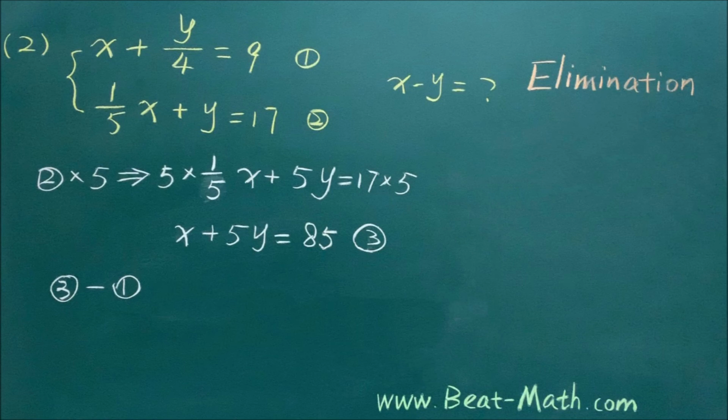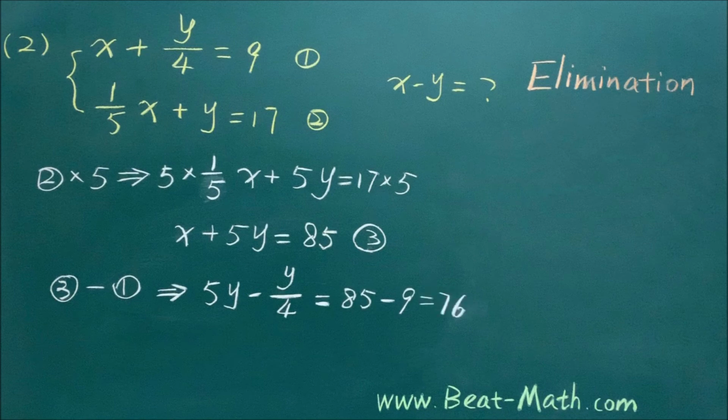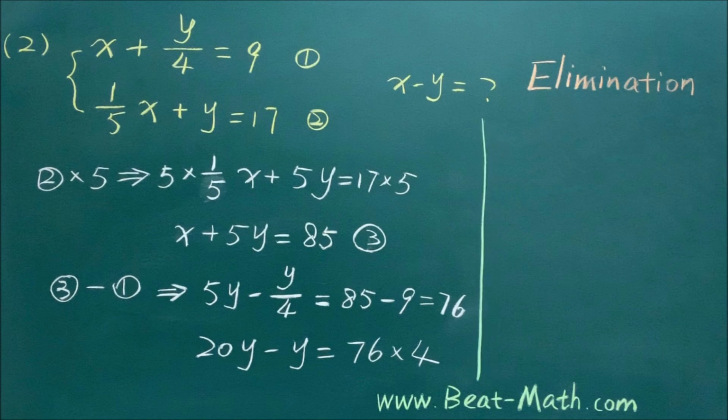x minus x equals 0. The left side is 5y minus y over 4. The right side is 85 minus 9 equals 76. Multiply both sides by 4. 5y times 4 equals 20y. y times y over 4 equals y. 20y minus y equals 19y.